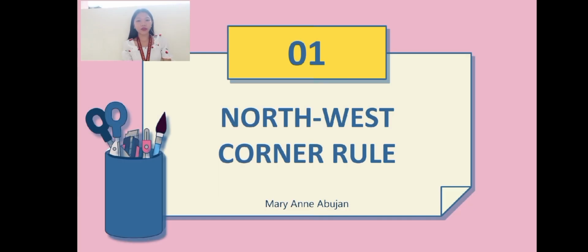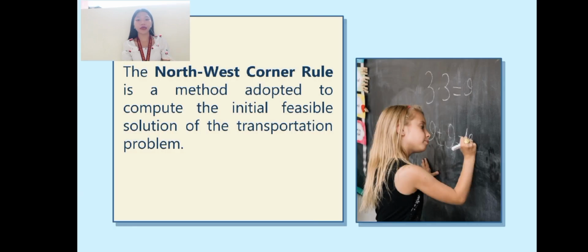So let's talk about the northwest corner. The northwest corner rule is a method adopted to compute the initial feasible solution of the transportation problem. The name northwest corner is given to this method because the basic variables are selected from the extreme left corner.